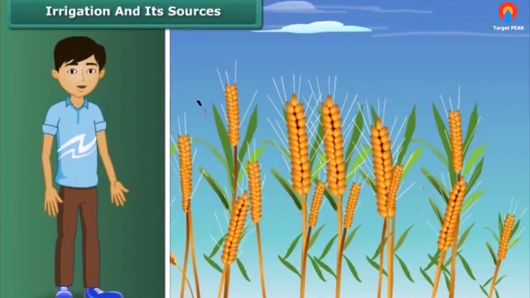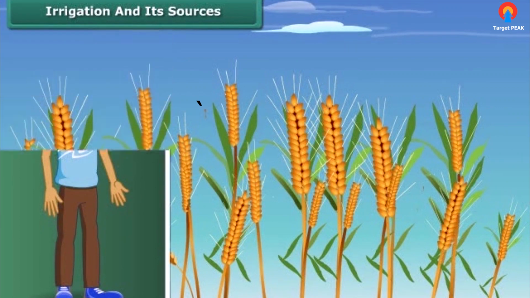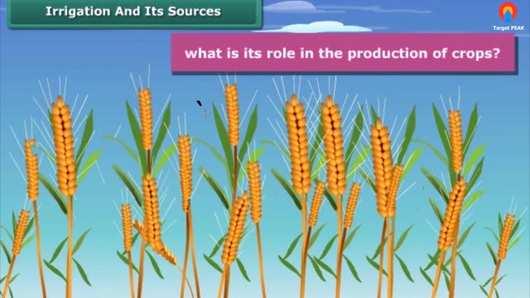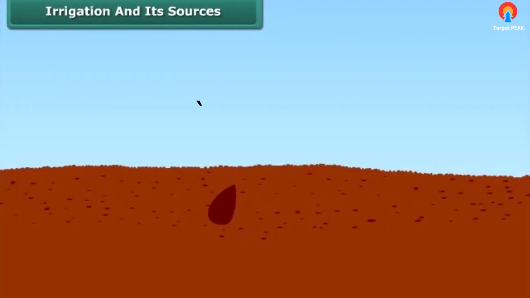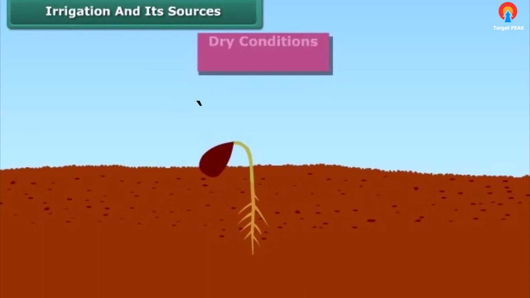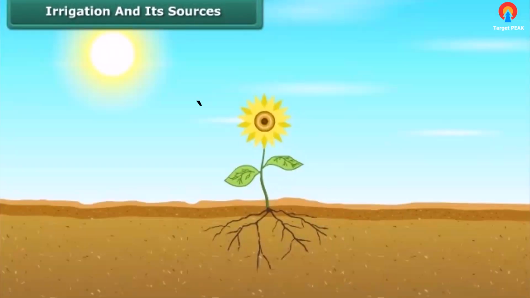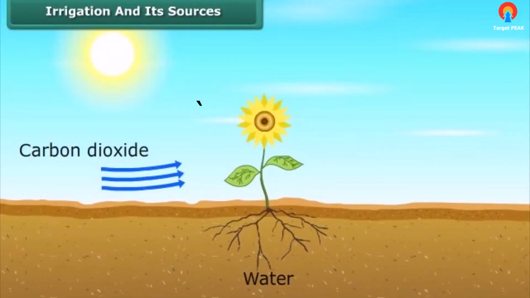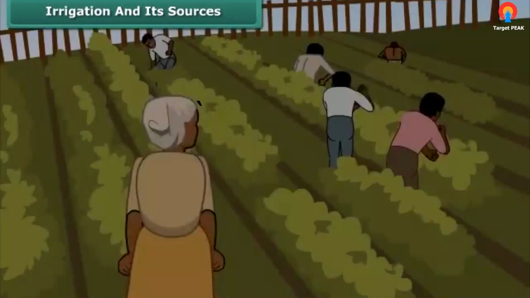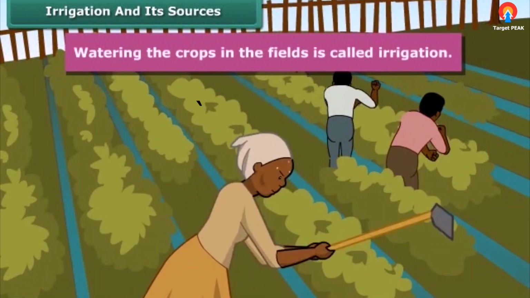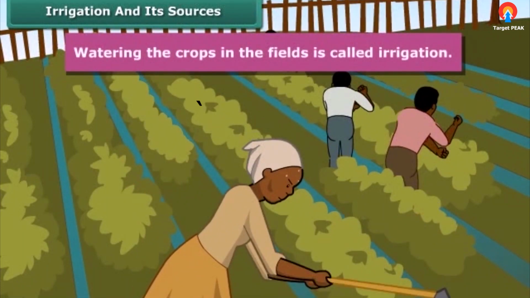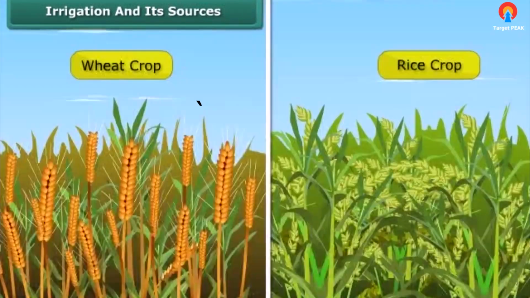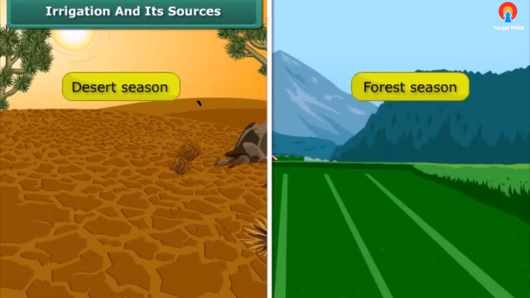Friends, as we all know, water is very essential for all living beings, but what is its role in the production of crops? Actually, water is essential for crops because germination of seeds cannot take place under dry conditions. Water is absorbed by the plant roots, and along with it, minerals and fertilizers are also absorbed. Hence, watering the crops in the fields is called irrigation.